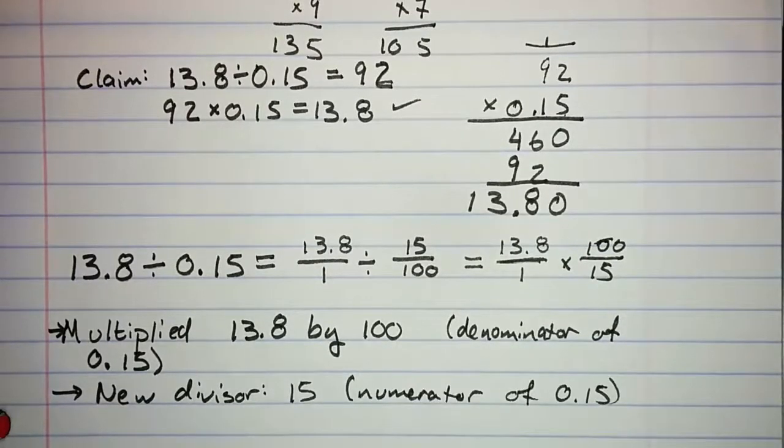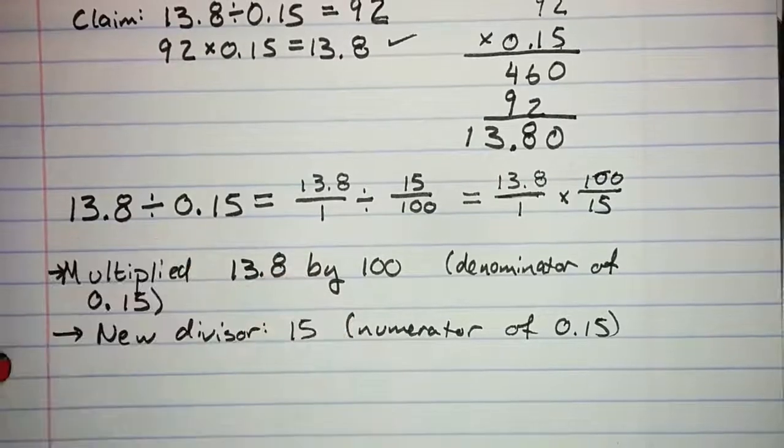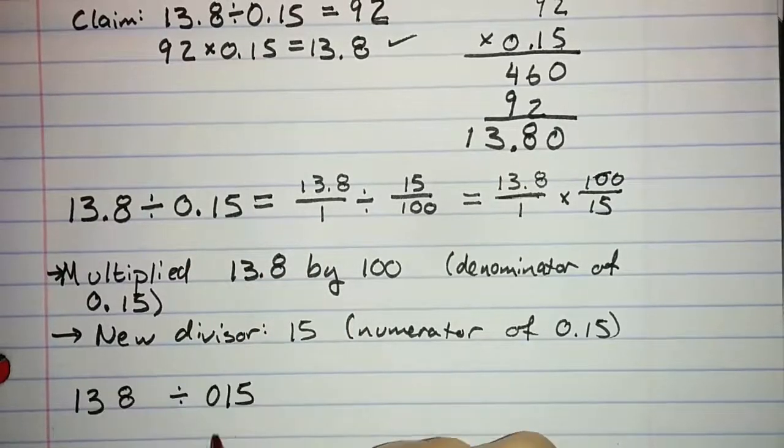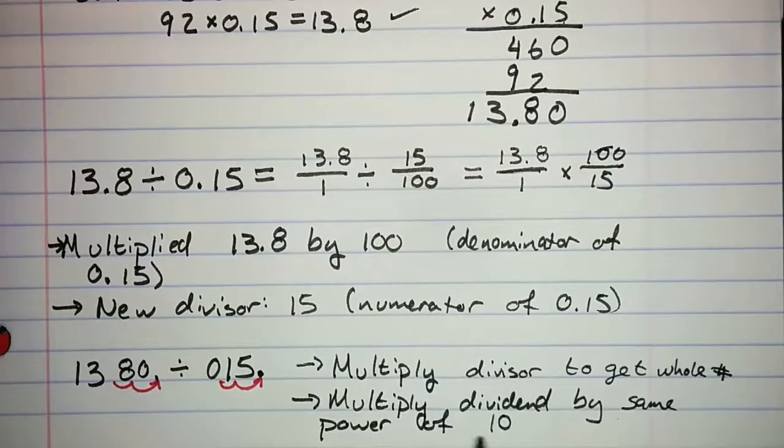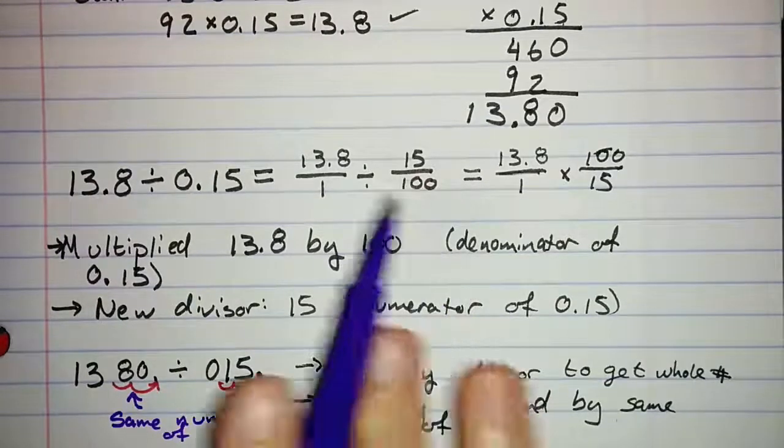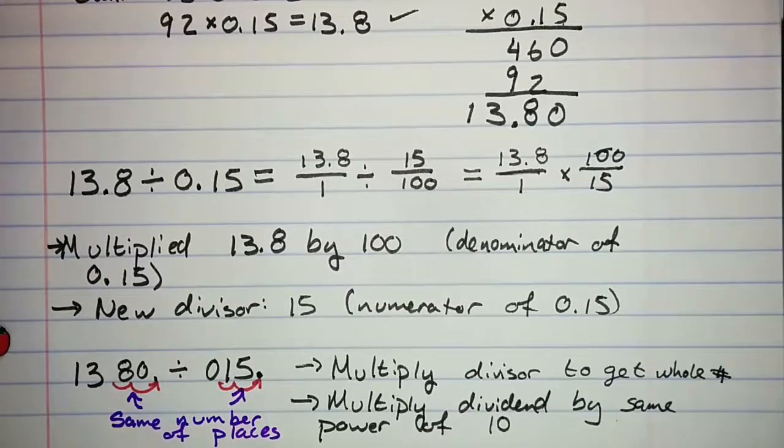The numerator of 0.15. Just practically and visually, what did we do? We multiplied the divisor by a power of 10 so that it was a whole number. We multiplied the dividend by the same power of 10. And again, since we're multiplying by a power of 10, we can think about this as moving the decimal point. And we just need to move the decimal point the same number of places. All right, so let's try another example without going into the details of why this works.